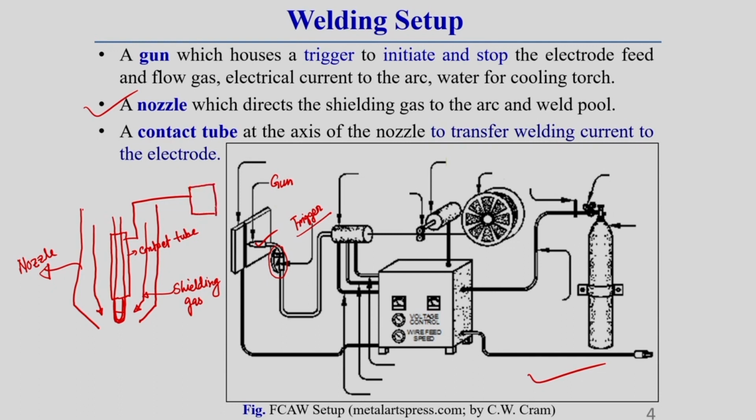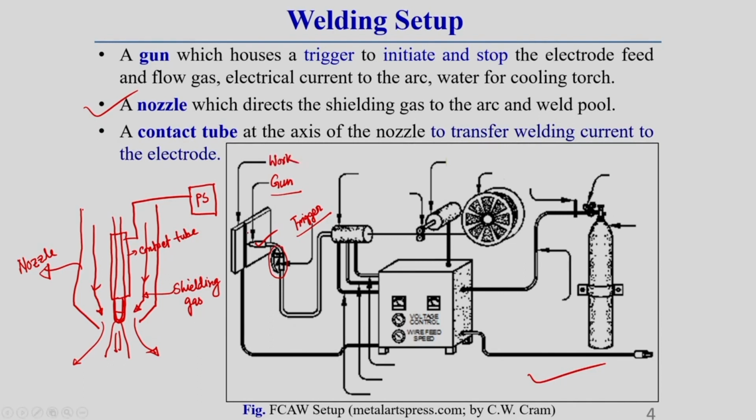Now, you see this contact tube is connected to the power source terminal. Here is the power source. This contact tube supplies the power, or you can say current, to the electrode, and here the arc is developed. So this gun looks like this: outside there is a nozzle, inside there is a contact tube, and the nozzle supplies the shielding gas, which is sometimes used and sometimes not required. And this is the workpiece.